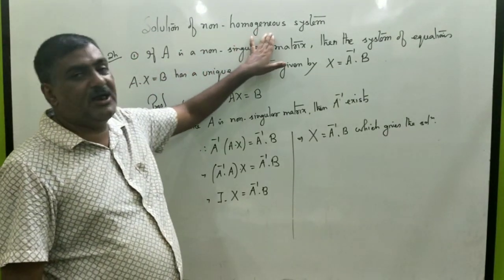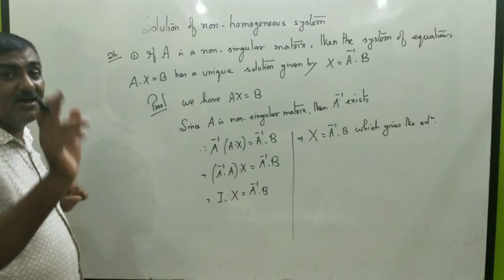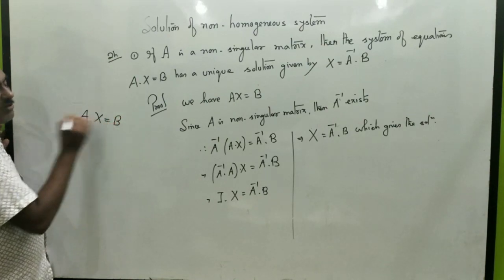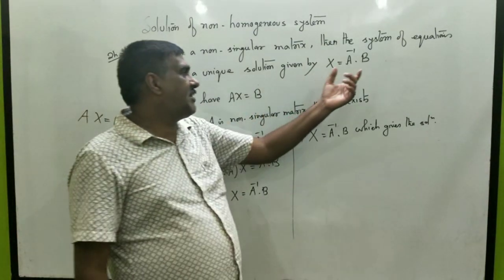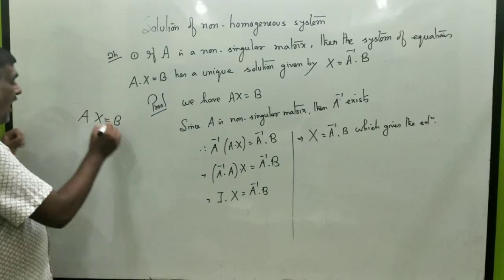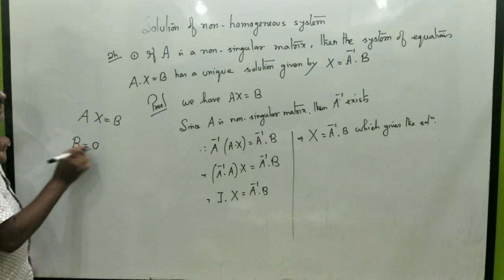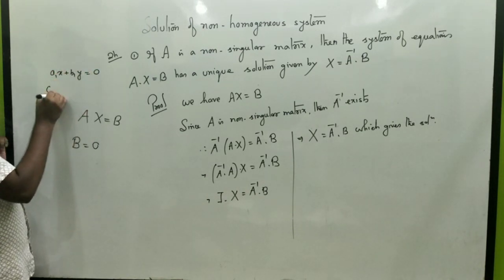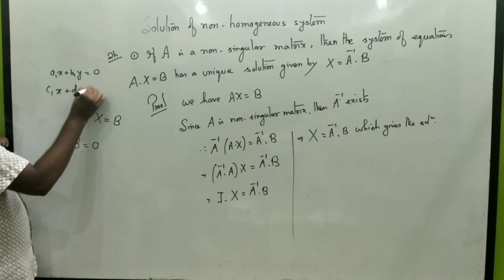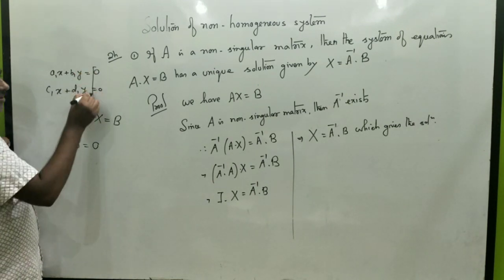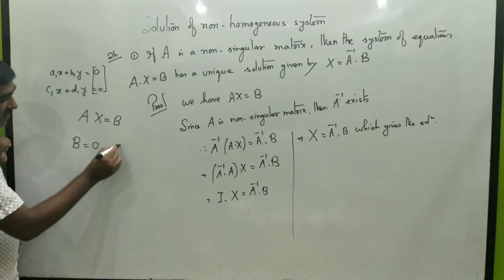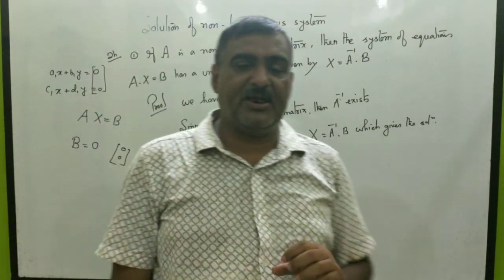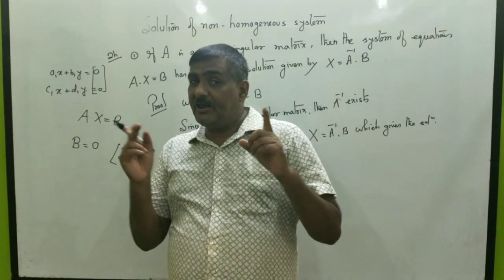Solution of non-homogeneous equation. So what is homogeneous? Look here, Ax equals b. Any simultaneous equation can be expressed in the form Ax equals b. If the value of b is 0, meaning B is a null matrix, like a1x plus b1y equals 0, c1x plus d1y equals 0, then B is 0, 0, it is a null matrix. Then it is called a homogeneous equation. Clear?